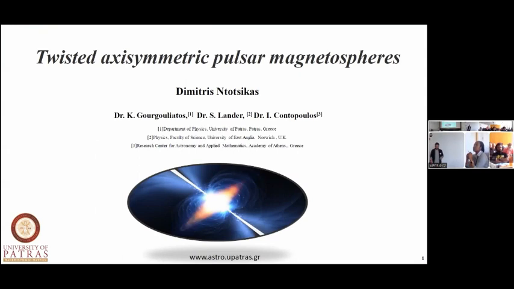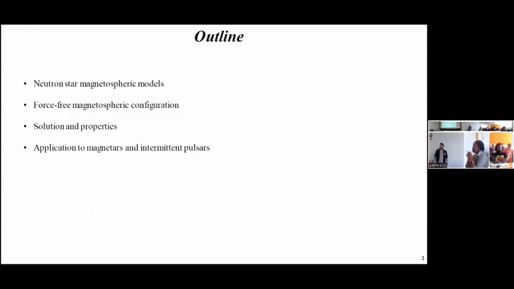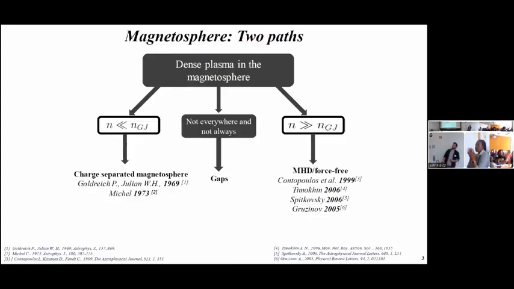So what I'm going to present today is a solution and properties of these magnetospheric configurations, and I will attempt to make a connection between this model and observations of magnetars and intermittent pulsars.